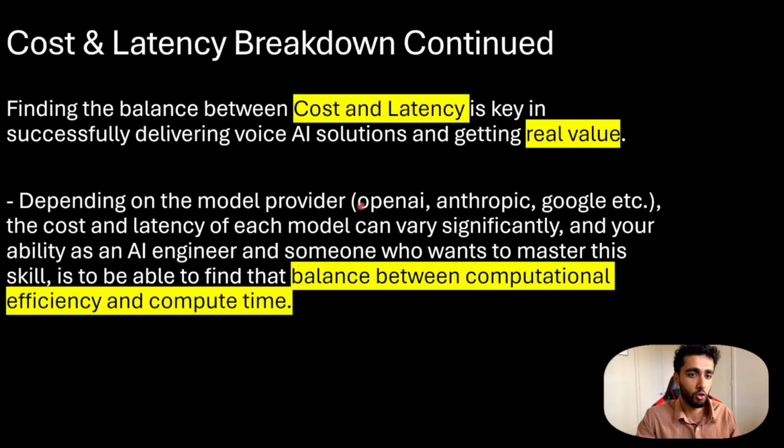So depending on the model provider, the cost and latency of each model can vary significantly, and your ability as an AI engineer and someone who wants to master the skill is to find that balance between computational efficiency and compute time. Obviously you want a model that's fast, but you also want a model that's smart enough to do what you want it to do, right? So it's always this constant battle between finding that perfect amount of latency that is not too long and unrealistic, but also finding just enough effectiveness in the voice AI to deliver real value.